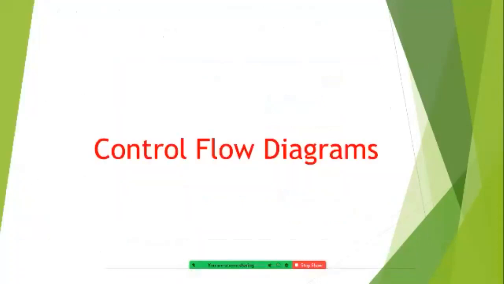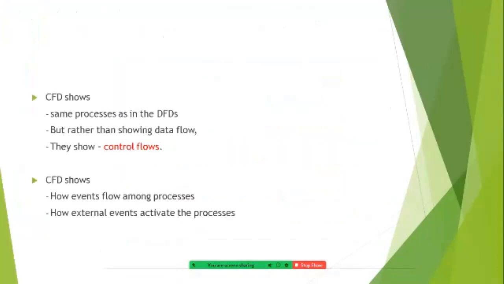Hello friends, this is the control flow diagram. In the control flow diagram, it shows the same processes as in the DFDs, but rather than showing data flow, they show control flows. A CFD shows how events flow among processes and how external events activate the processes.